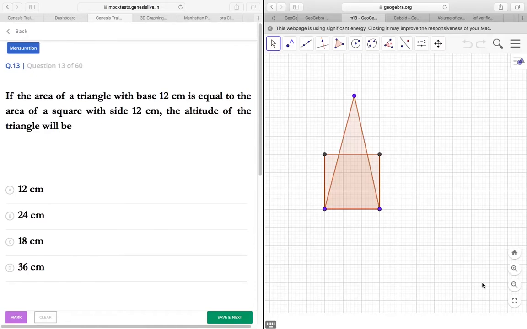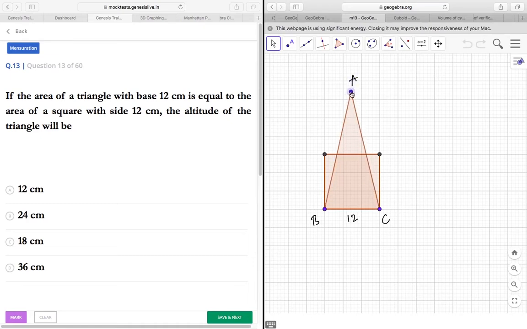If the area of a triangle with base 12 centimeters, okay, let's say it's a triangle ABC and the base is BC, and they've given this is 12 centimeters, is equal to the area of a square, this is the square, with side 12 centimeters, the same one. Okay, what will be the altitude of the triangle? What is going to be the height of it?